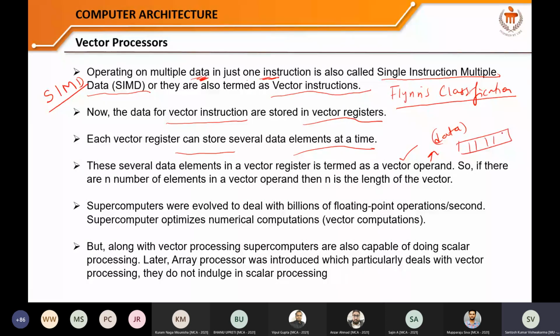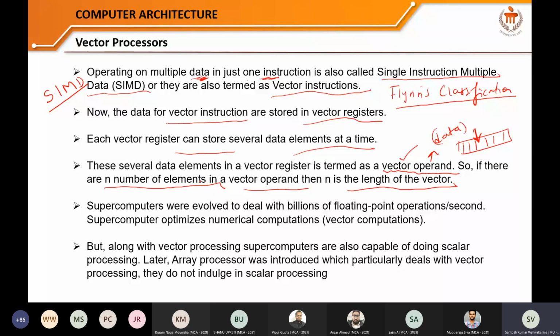So every instance, or every vector register, can be defined as the vector operand. If there are n number of elements, as we have seen in the previous example, that was 10. So in a vector operand, n is the length of the vector.